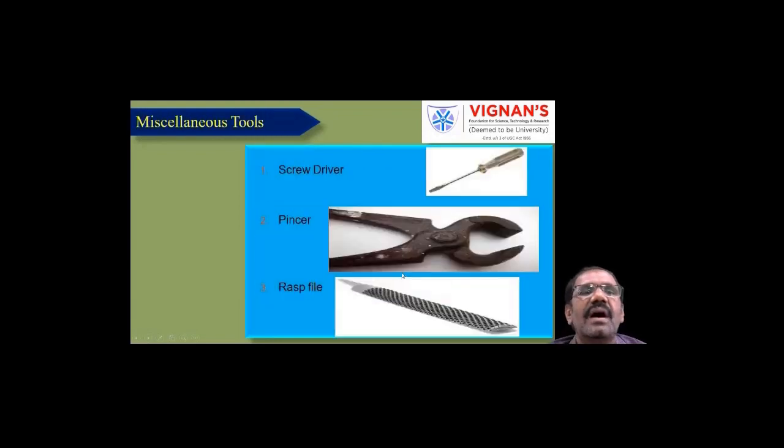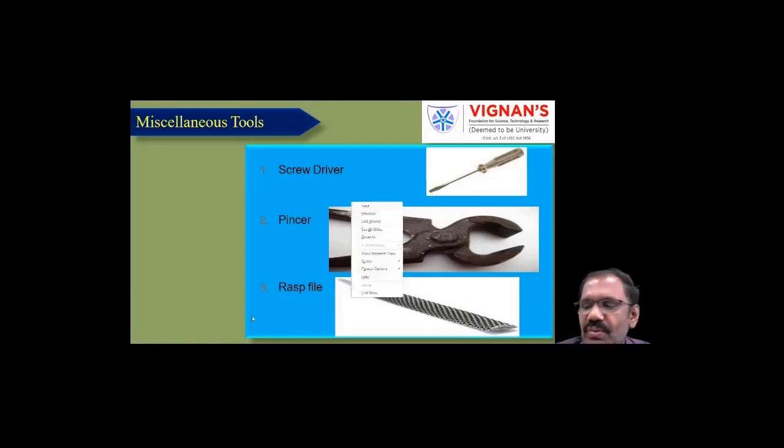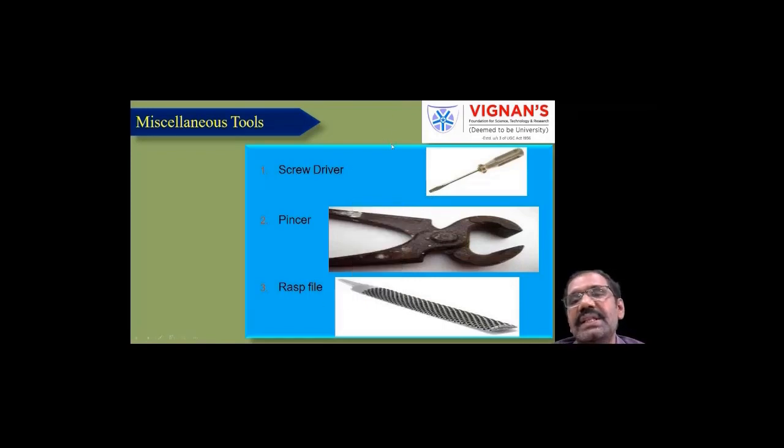Next one, miscellaneous tools. What are the miscellaneous tools? You know, the screwdriver is used for fixing the screws. The screw head has a slot. In that slot, this is inserted. If you rotate, the screws are screwed into the workpiece.